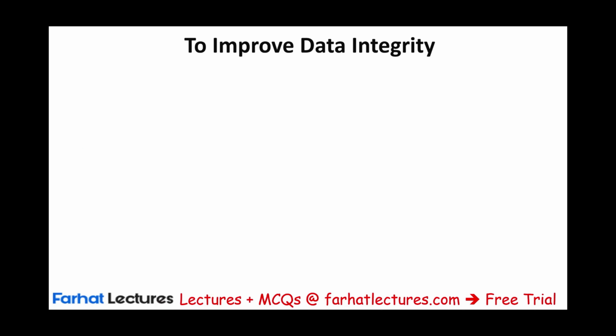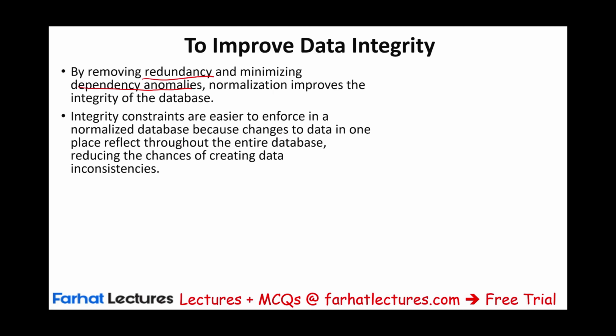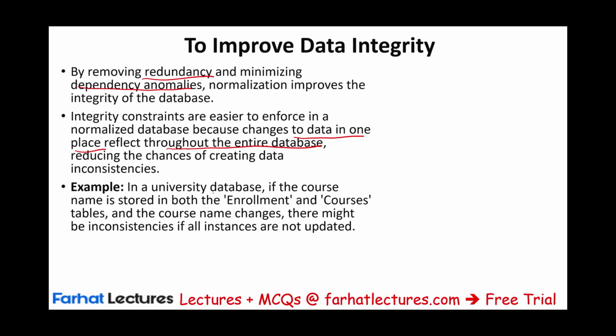Also, data normalization helps us improve data integrity. By removing redundancy and minimizing dependency anomalies, normalization improves the integrity of the database. Integrity constraints are easier to enforce in a normalized database because changes to data in one place reflect throughout the entire database. Basically, it's an extension of what we talked about, reducing the chances of creating data inconsistencies. For example, in a university database, if the course name is stored in both the enrollment and courses tables, and the course name changes, and course names change, not all the time, but they do change, there might be inconsistencies if all instances are not updated.